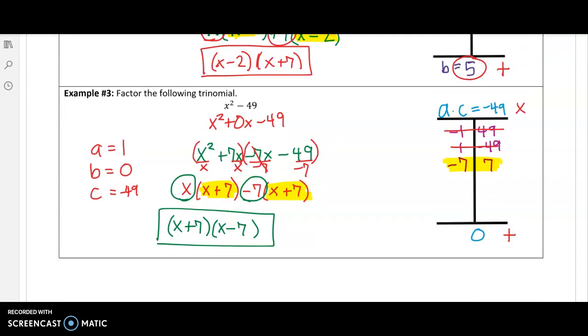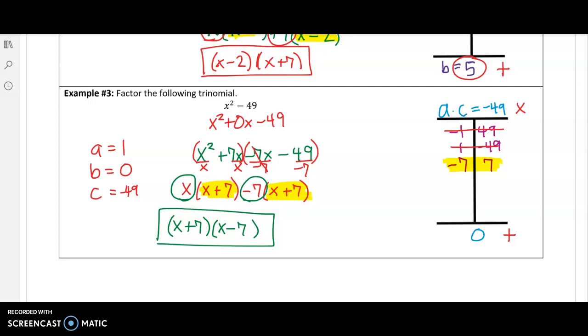Hopefully you are now unpausing it to see how you did on this one. So you can see the T chart or the I chart on the right. I found my multiple of A and C is negative 49, and my B value is 0. So we were looking for two numbers that multiply to give me negative 49, but add up to give me 0. So I had negative 1 and positive 49, positive 1 and negative 49, and negative 7 times positive 7, which ended up being the correct one because a number and its opposite will always add up to 0, like negative 7 and positive 7, negative 1,000,000 and positive 1,000,000.